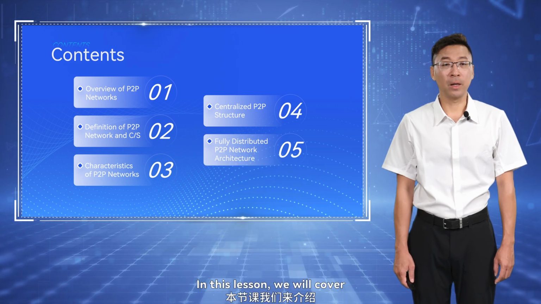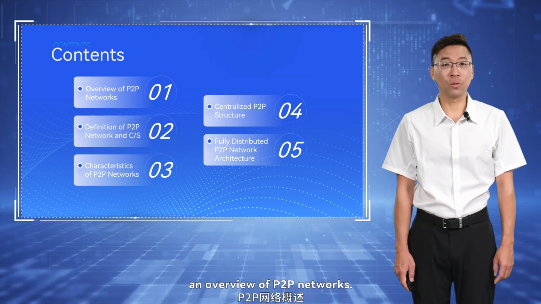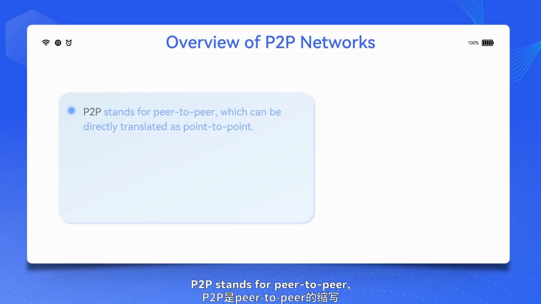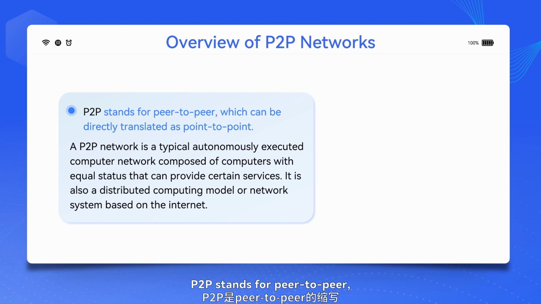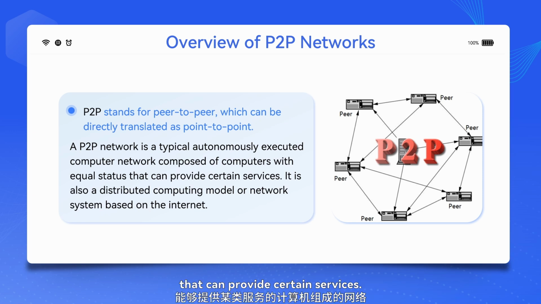In this lesson, we will cover the content of the first section, an overview of P2P networks. P2P stands for peer-to-peer, which can be directly translated as point-to-point. A P2P network is a typical autonomously executed computer network composed of computers with equal status that can provide certain services. It is also a distributed computing model or network system based on the internet.